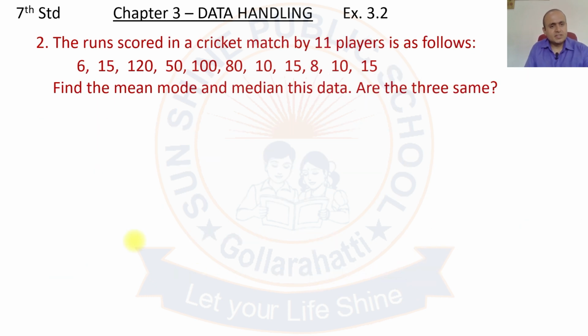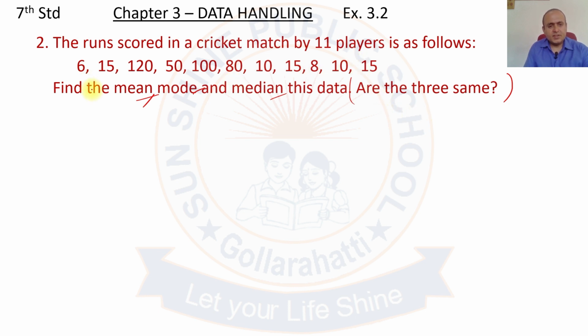Next question is: the runs scored in a cricket match by 11 players are as follows. So they are given the runs scored in a cricket match by 11 players. The question they asked is, find the mean, mode and the median. Here they have asked all 3. You have to find the mean, mode and the median of this data. Are these 3 same?